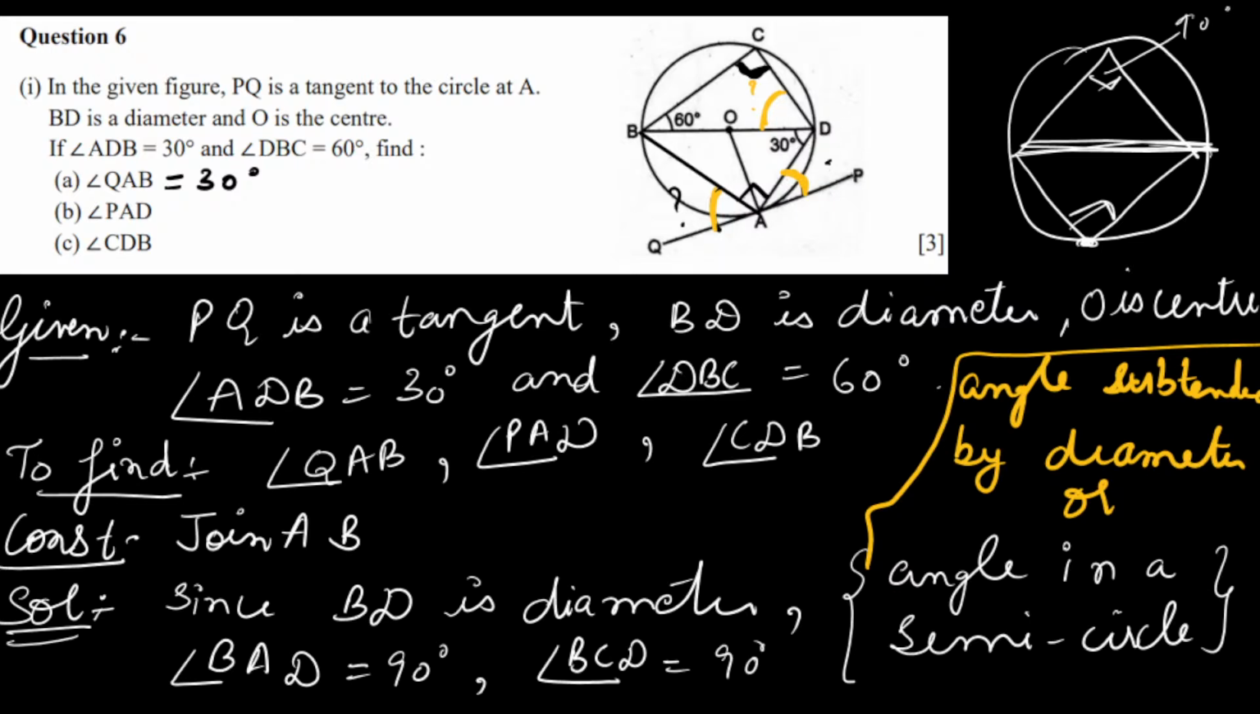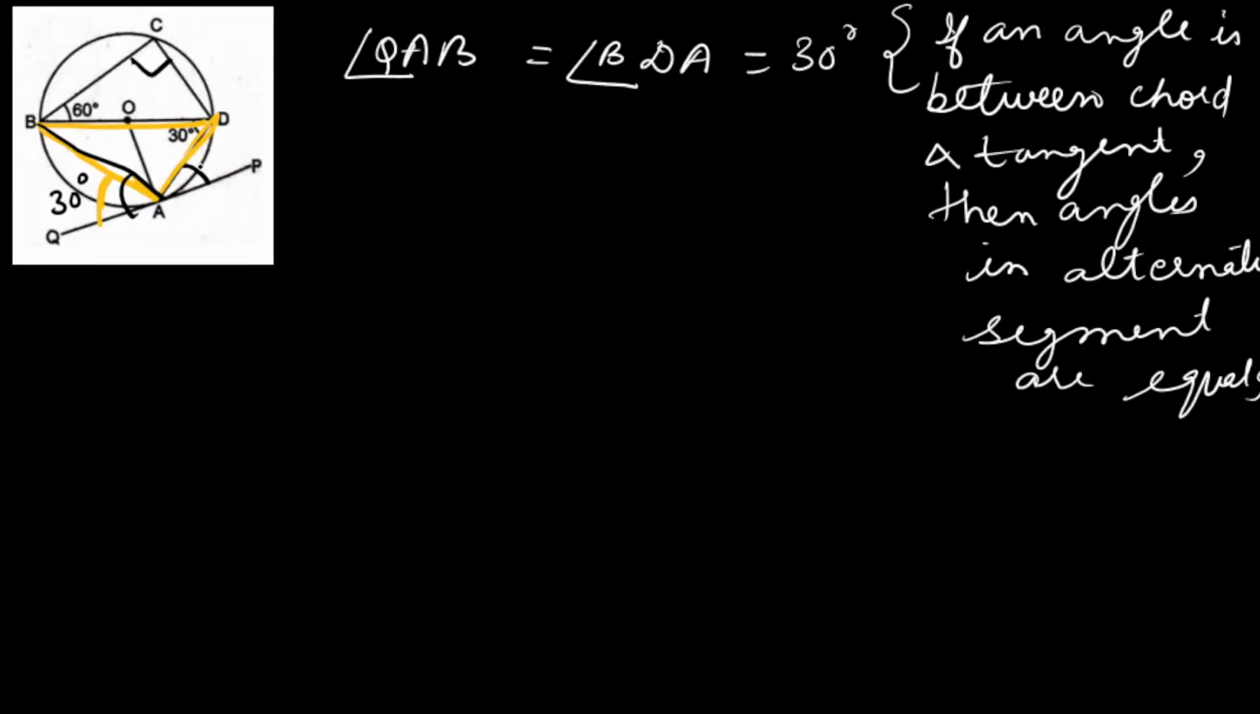This is on the other side. So this angle we have to find now. What's the value of PAD? Is QAB equal to BDA? Yes, that's correct. Now let's find this angle. If you apply the same logic here, this angle will be equal to this angle: angle PAD is equal to angle ABD. The reason is the same, because this angle is between chord AD and tangent PQ.